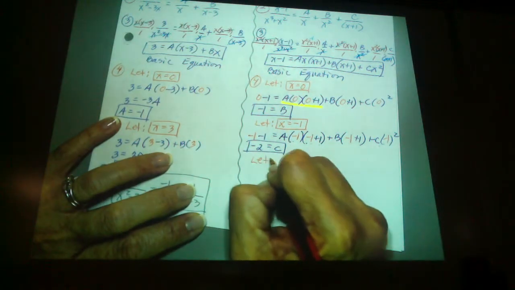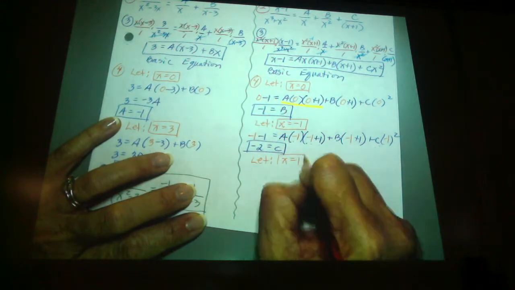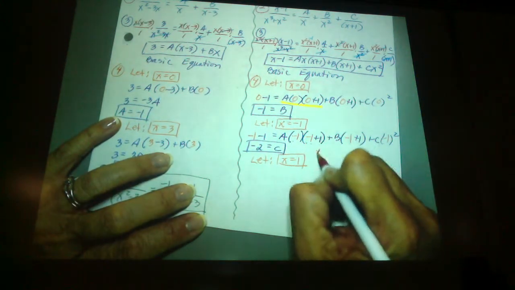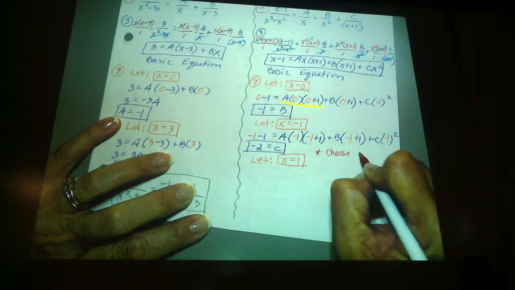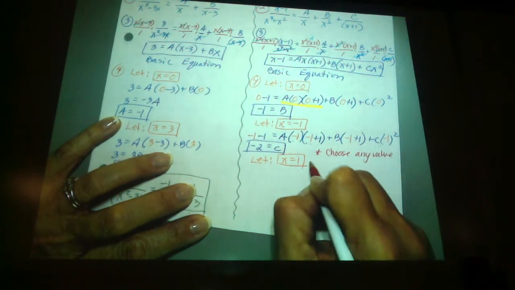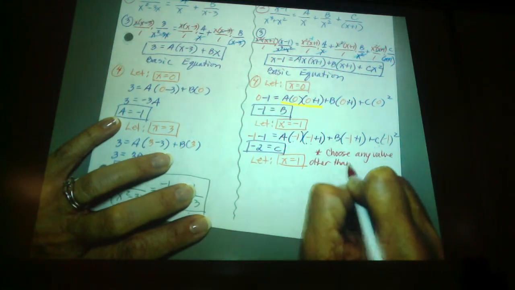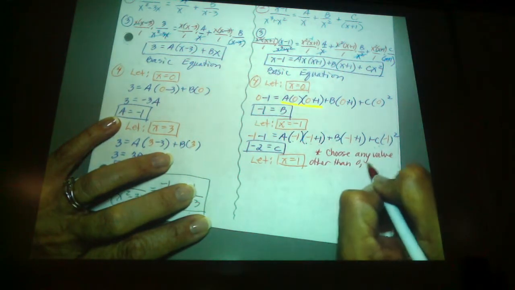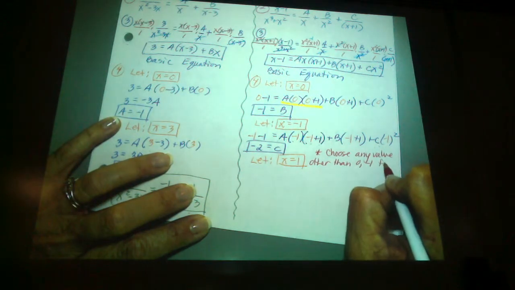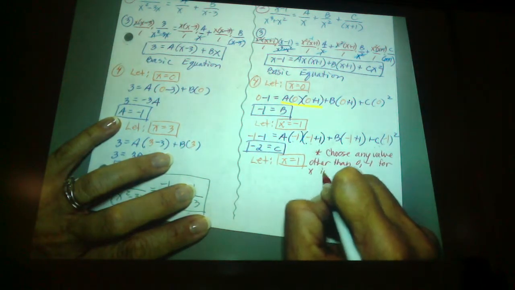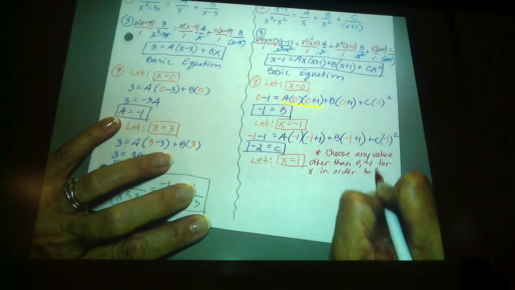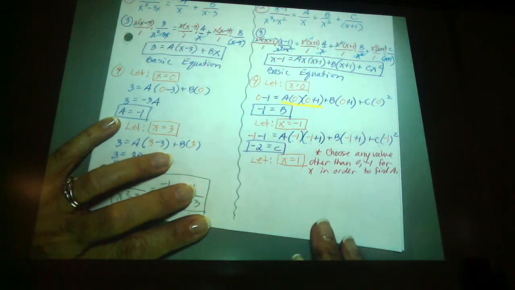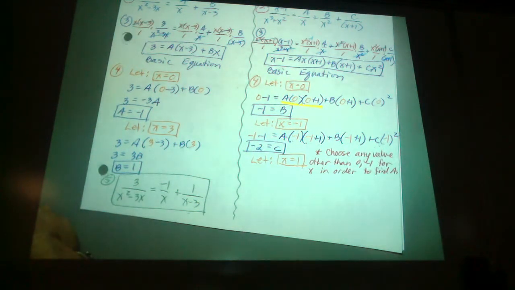So we are going to let x equal 1. And you might want to write in here, choose any value other than, and that's only in this case, 0 and -1 for x in order to find a. Because you're going to go, how did you decide to choose 1? And you'll forget. All right, so let's plug it in.